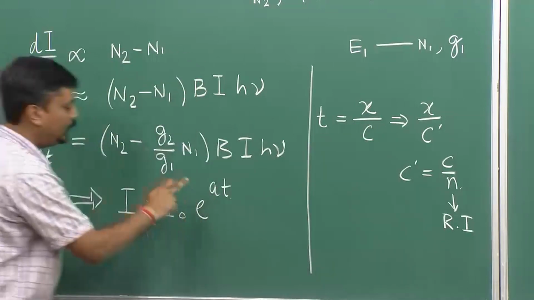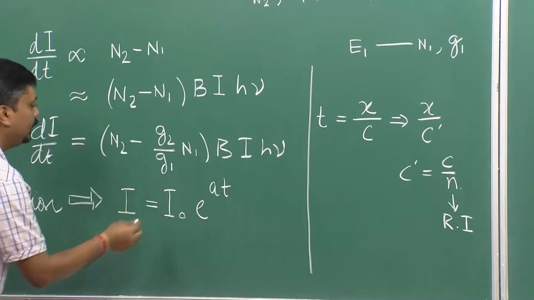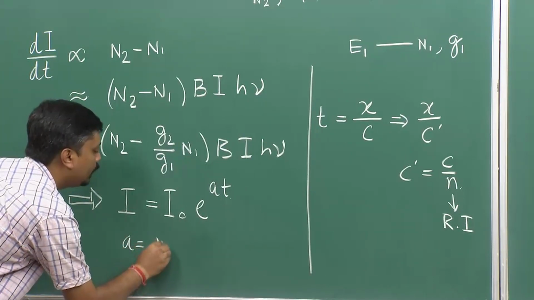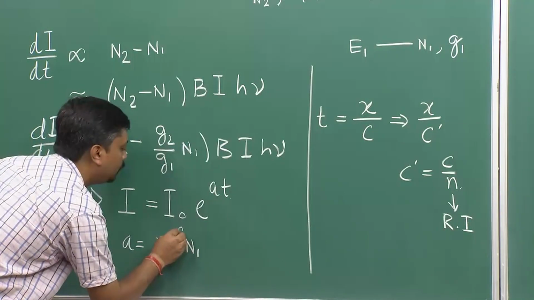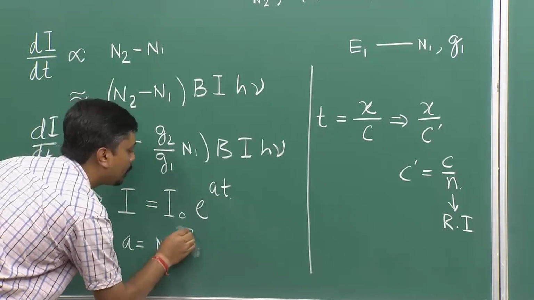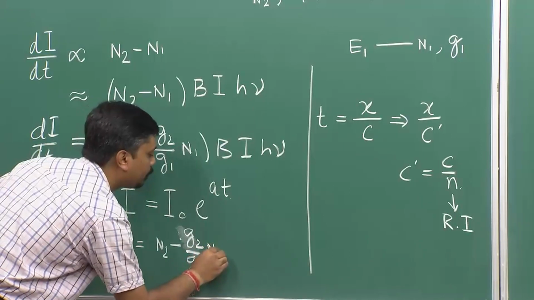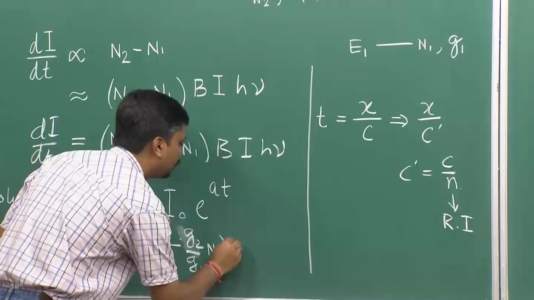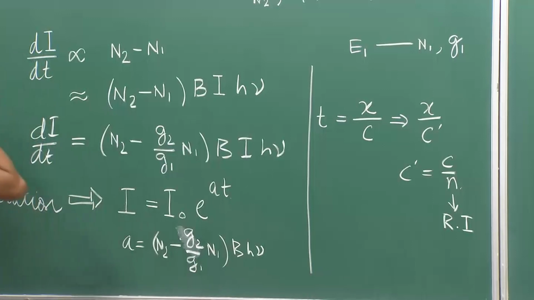One thing I forgot to mention. This a is essentially nothing but N2 minus N1, with the degeneracies, maybe.